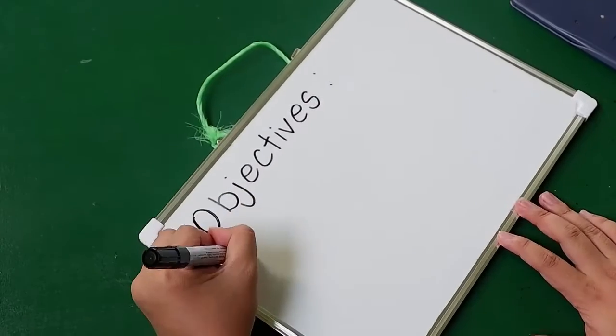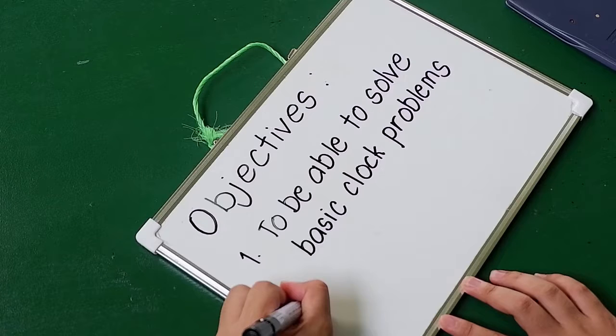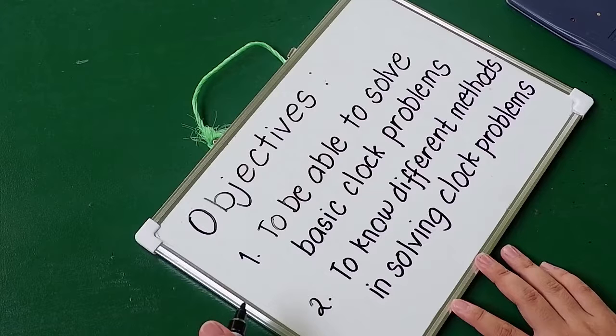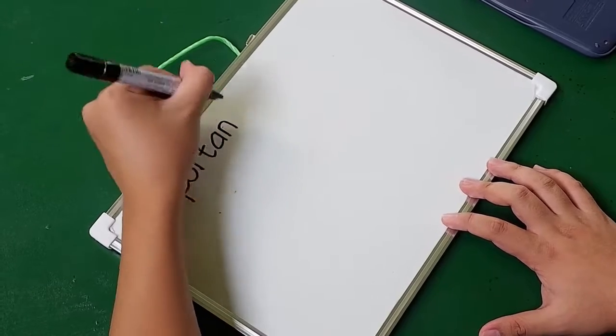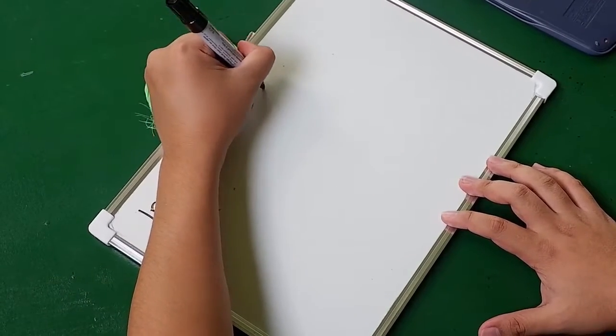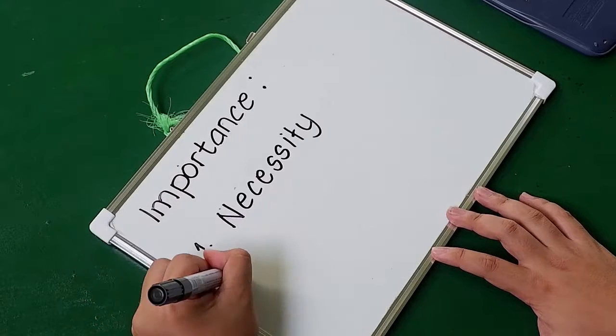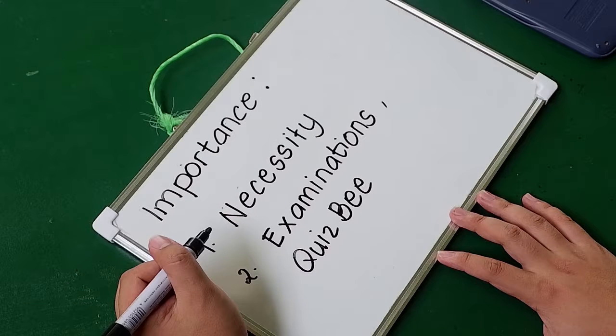For our objectives, first, we'll be able to solve basic clock problems, and we'll be able to know different methods in solving clock problems later on. And the importance of this topic is that first, it's a necessity for us as an engineering student, and even non-engineering students, to know time or clock problems, because time is gold and gold is money. And second, this type of problem appears in examinations and also in quiz bees.